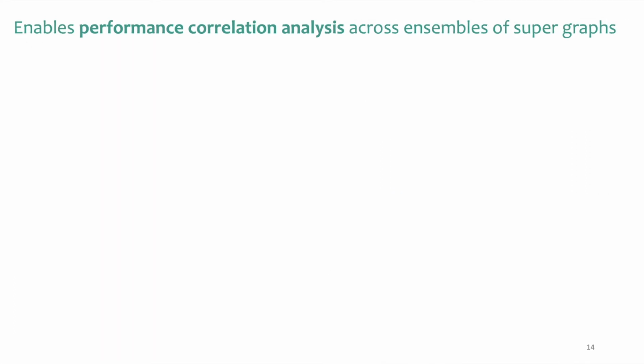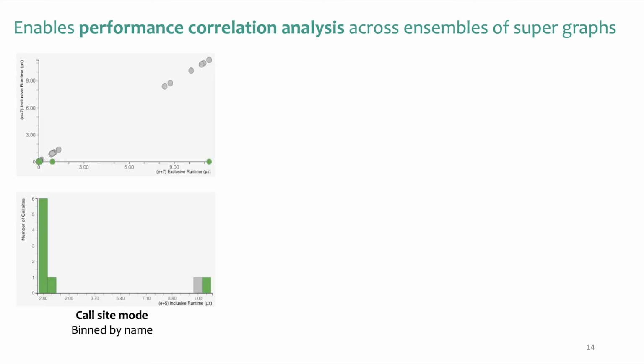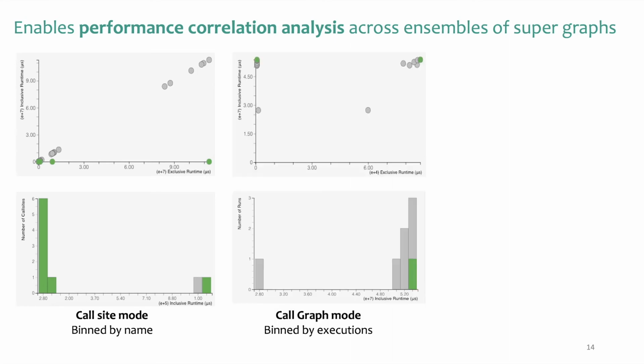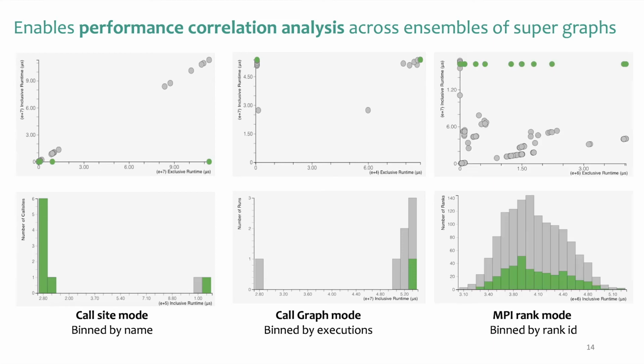Next, to enable performance correlation across ensembles of supergraphs, we show histograms and scatterplots of a selected supernode in three modes. Call site mode shows the distribution of runtime metric with respect to individual call site. Call graph mode shows the distribution with respect to the call graphs. Finally, the MPI rank mode shows the distribution across the rank IDs. These three modes enable the user to compare the runtime performance of a selected run across the ensemble.